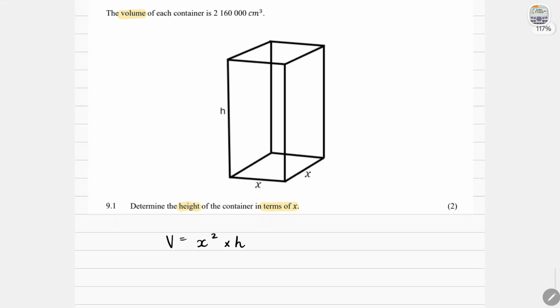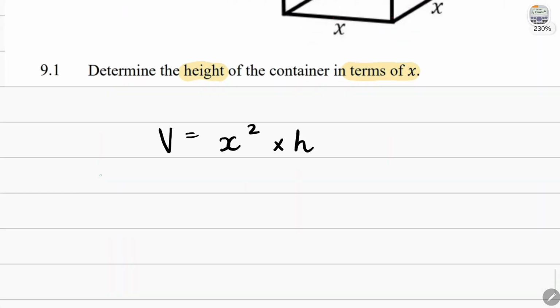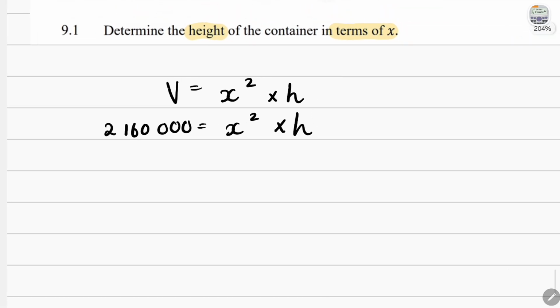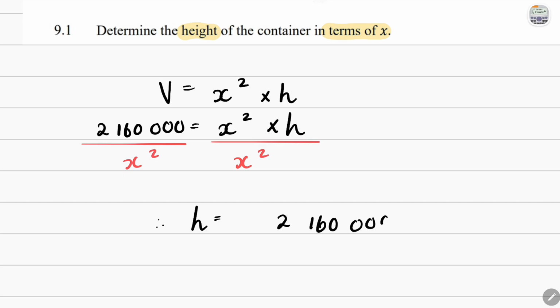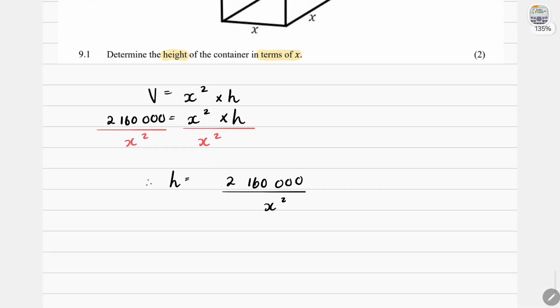Now we already have the volume. It's 2,160,000. So 2,160,000 is equal to x squared, we don't have the height, we're just trying to find h, multiplied by h. And so to get h on its own, so it can be in terms of x, we can divide both sides of this equation by x squared, and that will get h on its own. So therefore, the height is equal to 2,160,000 divided by x squared. And that is our answer for the first question.